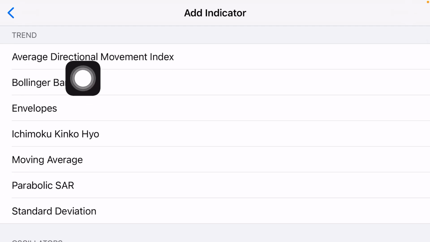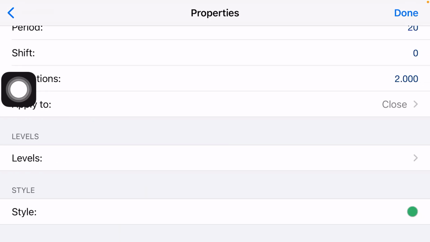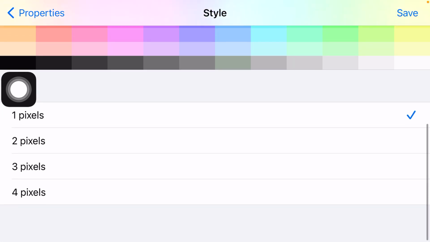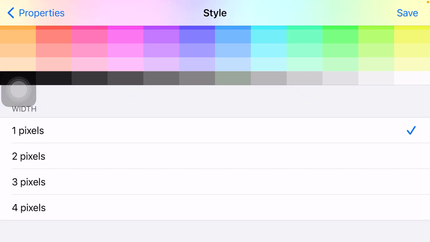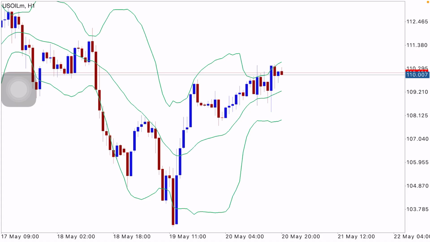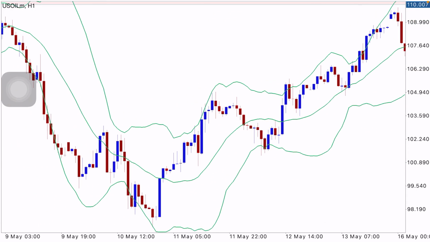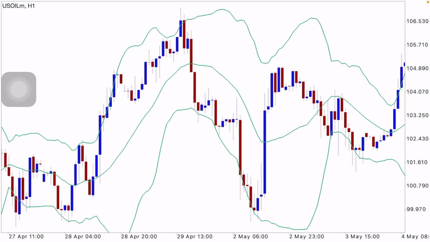Bollinger Bands. This is one of the most interesting. I'm trying to change my pixels so that I can see it clearly. So you see how it is. Yeah, this is the Bollinger Bands.